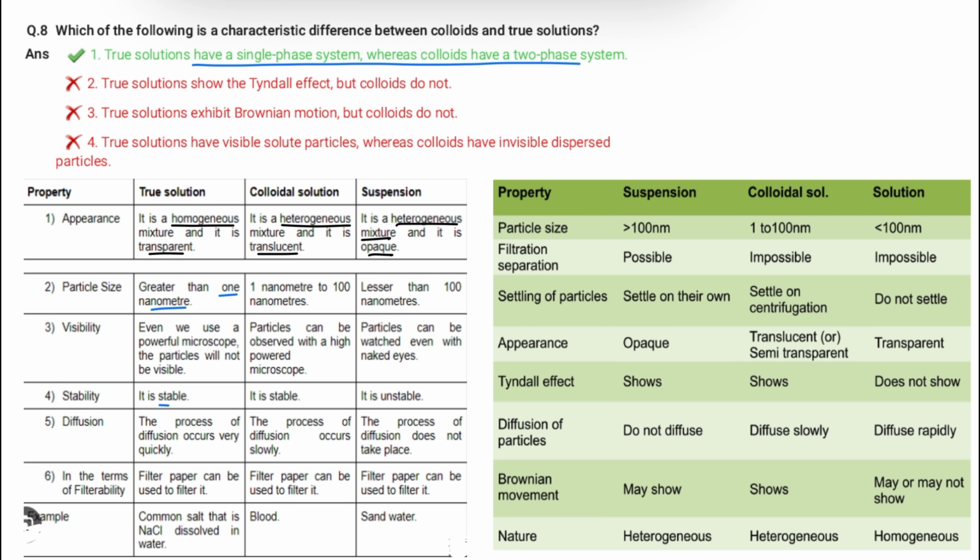In true solutions, the particle size is less than 1 nanometer and the true solution is stable. The settling of particles doesn't take place. It is transparent, does not show the Tyndall effect, diffuses rapidly, is homogeneous in nature, and filtration is impossible.